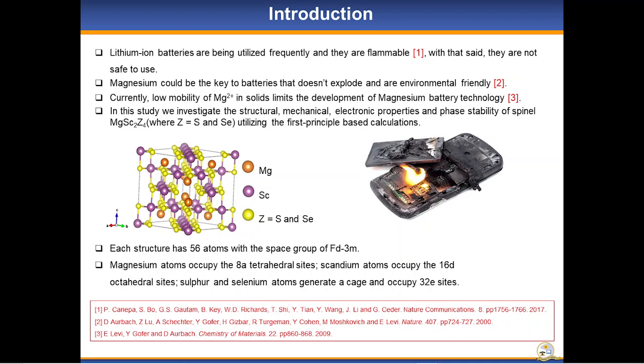Each structure has 56 atoms with a space group of Fd-3m. Magnesium atoms occupy the 8a tetrahedral sites. Scandium atoms occupy the 16d octahedral sites. Sulfur and selenium atoms generate a cage and occupy the 32e sites.